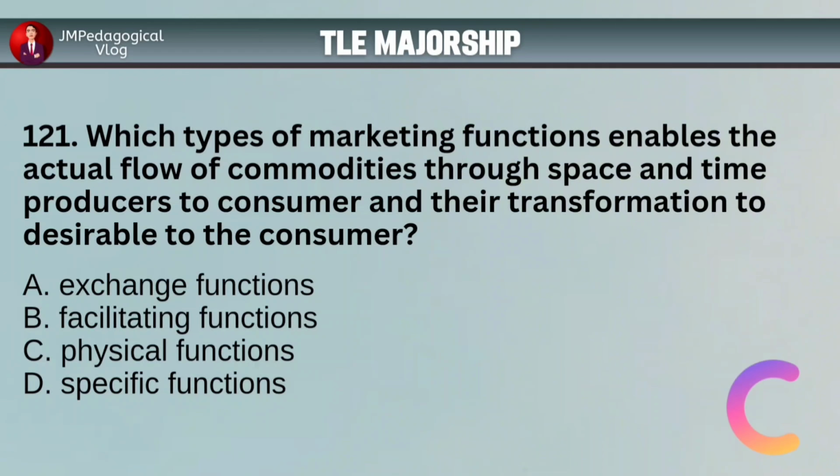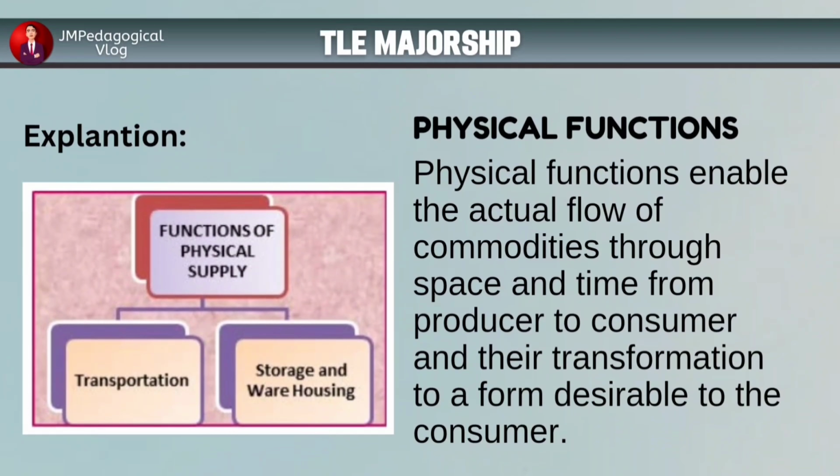C. Physical functions. Explanation. Physical functions enable the actual flow of commodities through space and time from producer to consumer and their transformation to a form desirable to the consumer. Assembling or concentrating the product at convenient points allows its economical transport. For example, yams from different owners are aggregated in a particular point for joint transportation.